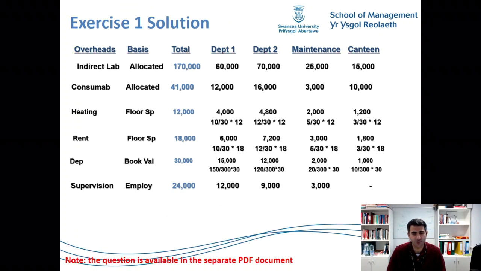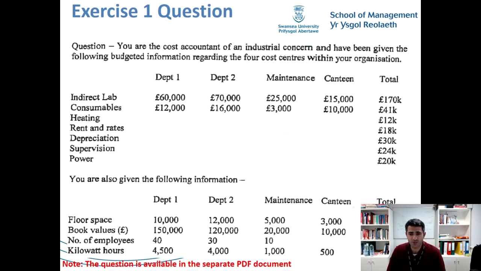And these are the answers for supervision. As you see, canteen, nothing. We have nothing in canteen in terms of supervision. Why? Because if you look at the question, you will see that when it comes to number of employees, we have 0 employees in canteen. So we don't manage anything in the canteen. So it's nothing. You don't allocate anything there.